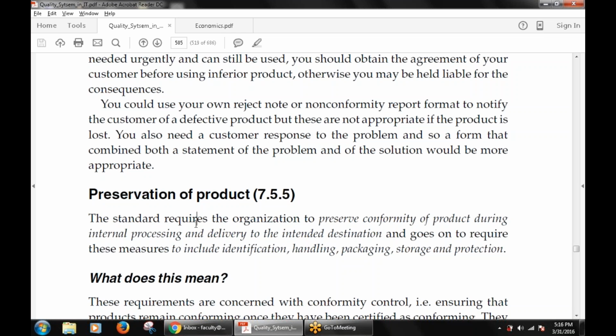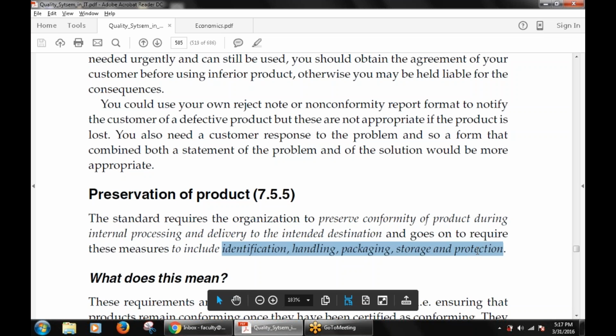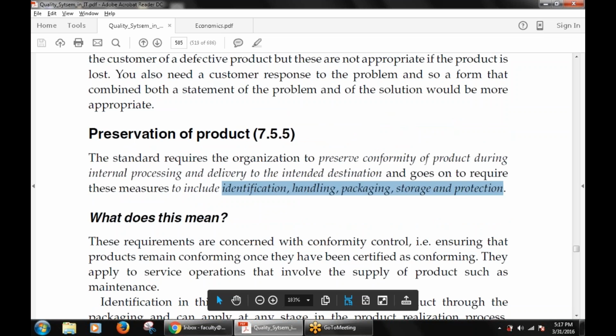Then preservation of the product, so that you can preserve the conformity of the product during internal processing and delivery to the intended destination. These measures include identification, handling, packaging, storage, and protection. These are the various preservation measures of the product that are carried out.